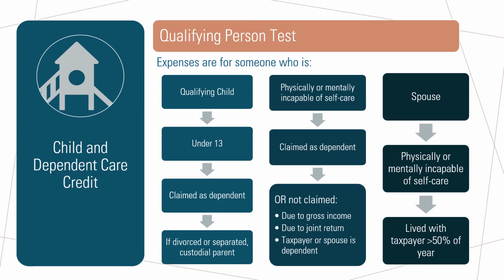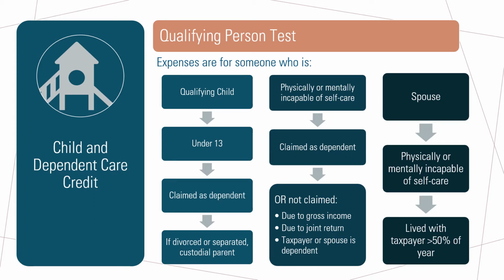Again, the same idea if the person is not able to be claimed because they are filing a joint return with somebody else, or the taxpayer or a spouse is a dependent. And this is a sort of a situation where you might think of like a parent, where somebody is paying for care of a parent.